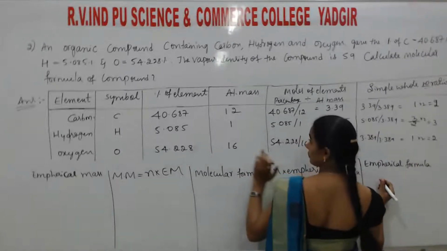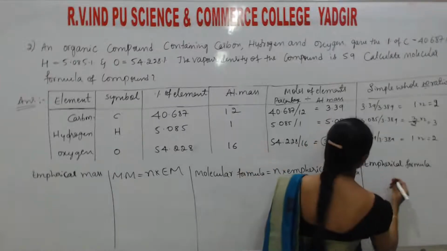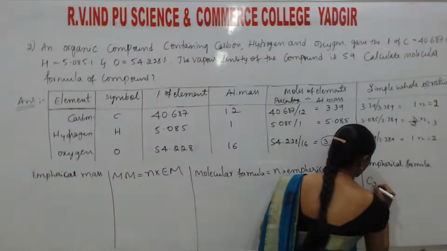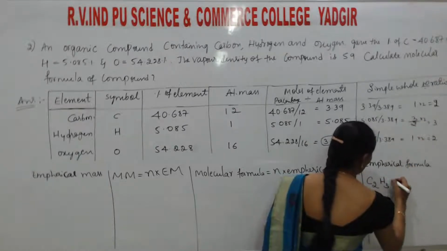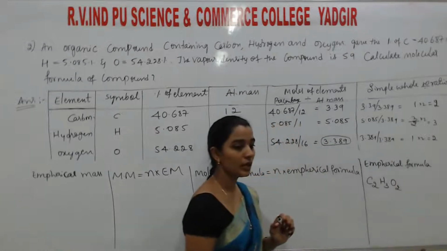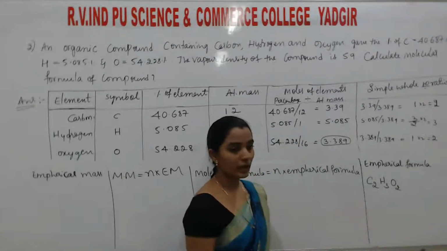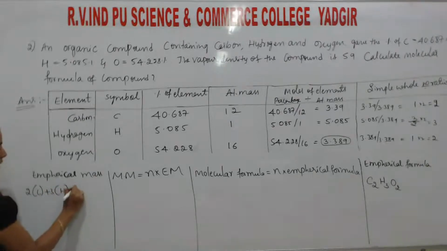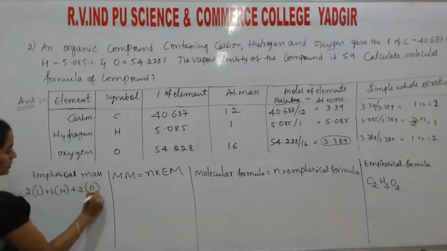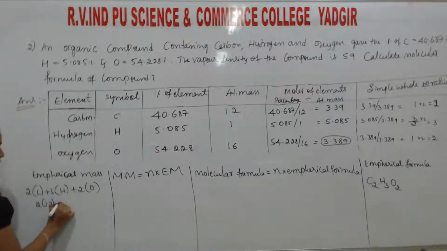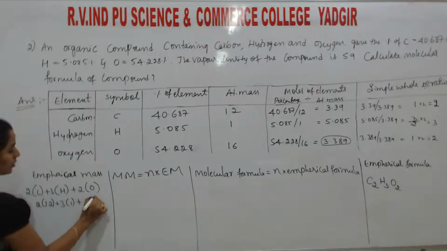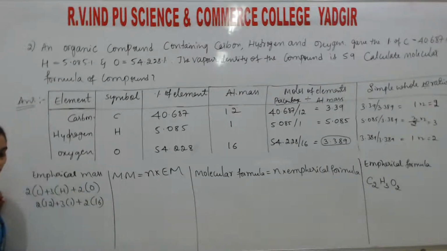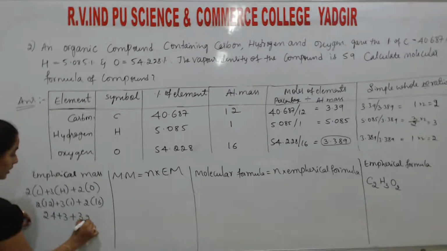That means what? Carbon is there, first one, that is C2. Next hydrogen is there, 3. Oxygen is there, 2. C2H3O2. This is the empirical formula. Next, calculate empirical mass. How? 2 into carbon plus 3 into hydrogen plus 2 into oxygen. Here carbon atomic mass is 12, hydrogen atomic mass is 1, oxygen atomic mass is 16. Okay, that means 24 plus 3 plus 32.